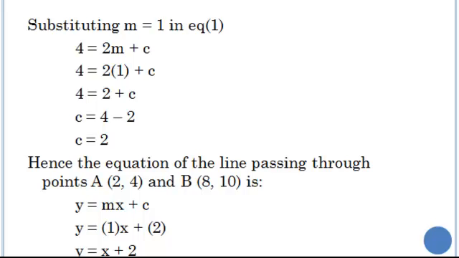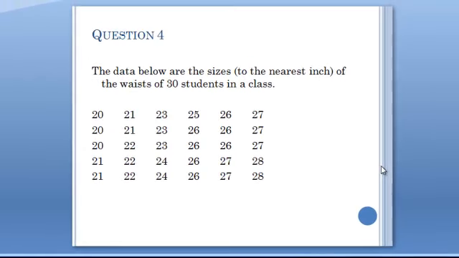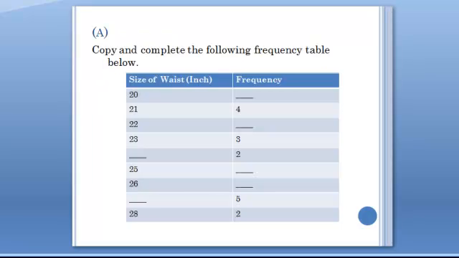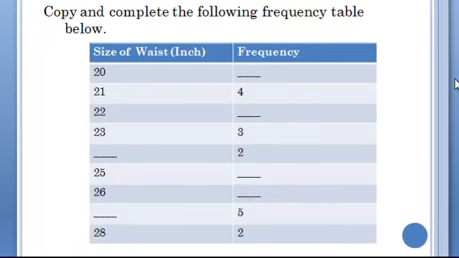Let's go on to the next question. Question 4. The data below are the sizes to the nearest inch of the waist of 30 students in a class. So they gave us a list, and all these numbers in the list are the waist size of 30 students in a class. And part A asks us to copy and complete the following frequency table below.